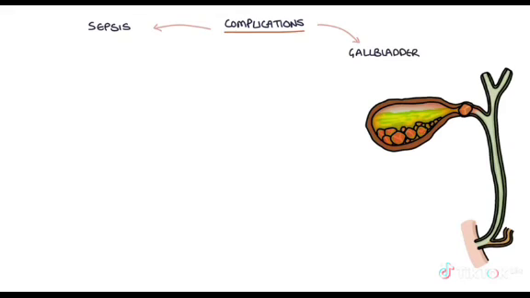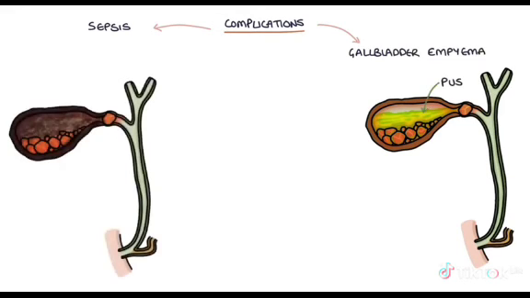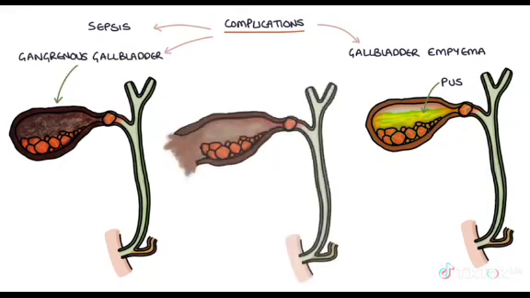Let's talk about the complications of acute cholecystitis. There's 4 complications to remember: sepsis, gallbladder empyema, or pus in the gallbladder, a gangrenous gallbladder, and perforation of the gallbladder, leading to peritonitis.